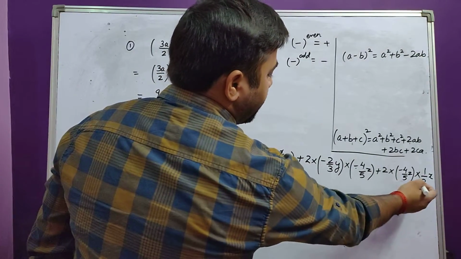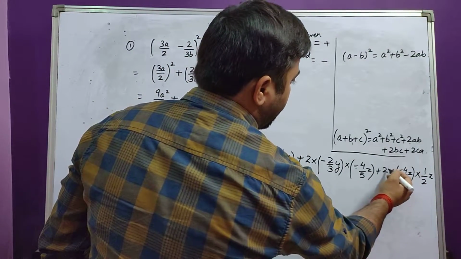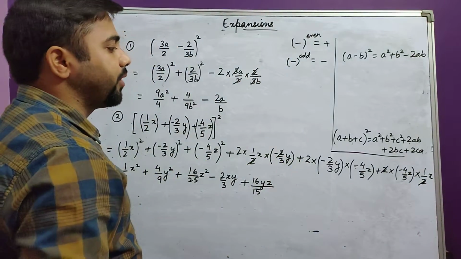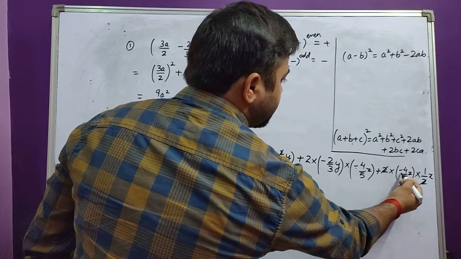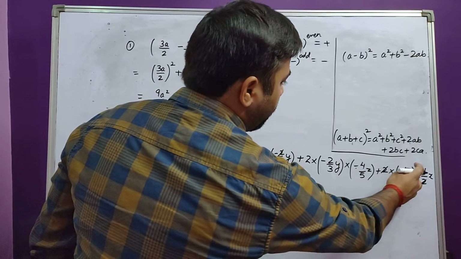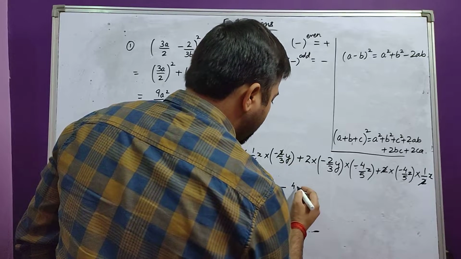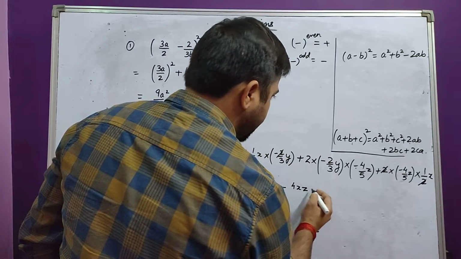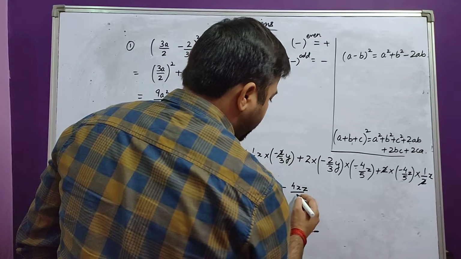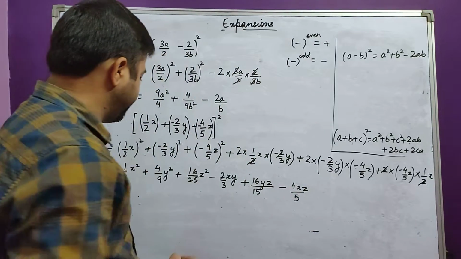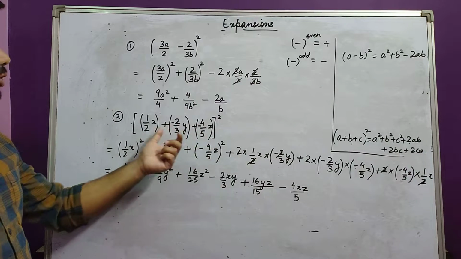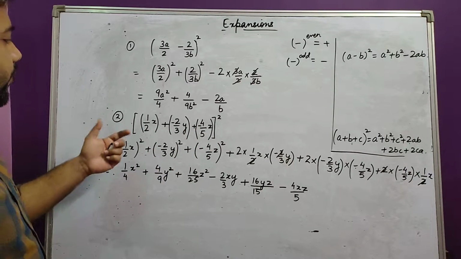Now is anything being cancelled out? Yes, we can cancel 2 and 2. Now anything more? No. Plus minus is minus, so there will be a negative sign over here: 4xz in the numerator and 5 in the denominator. So this is the expanded form of the question which was given to us over here.